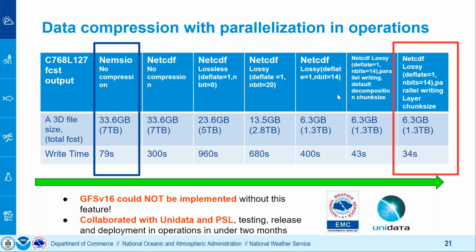We applied the parallel writing, and in the end, as you see, the data size was saved about 80%. And the running time actually sped up, to less than half the time. One thing I do want to mention is that GFS version 16 cannot be implemented without this feature. This work is also a collaboration with Unidata and PSL, and it is an effort from the community to help operation.